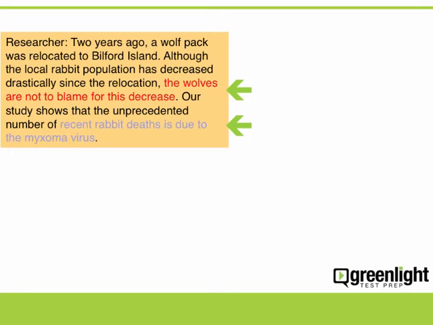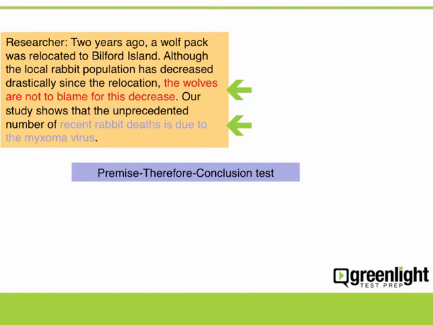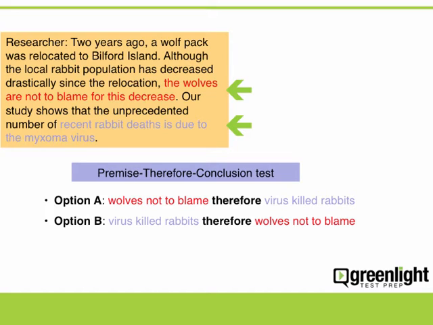In situations where it's difficult to locate the conclusion, you can always apply the premise, therefore, conclusion test. To apply this test, we examine the 2 different arrangements possible and see which ones make the most sense. When we do this, we get option A, the wolves are not to blame, therefore the virus caused the deaths. And we get option B, the virus caused the deaths, therefore the wolves are not to blame. As you can see, option B makes more sense. So the conclusion is that the wolves are not to blame, and the virus information is a premise that supports the conclusion.